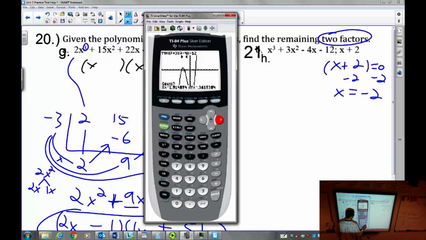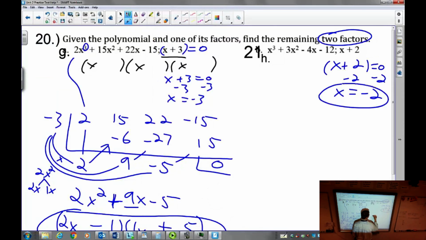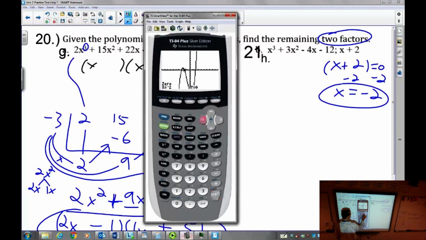Okay, so it's going to zero in for us and get our zero for us. There it is, -2, 0. But Mr. Newbold, we already knew that. We're looking for the other two. Oh, okay, sorry, yeah. So now you're going to use your graphing calculator and go do the same thing.